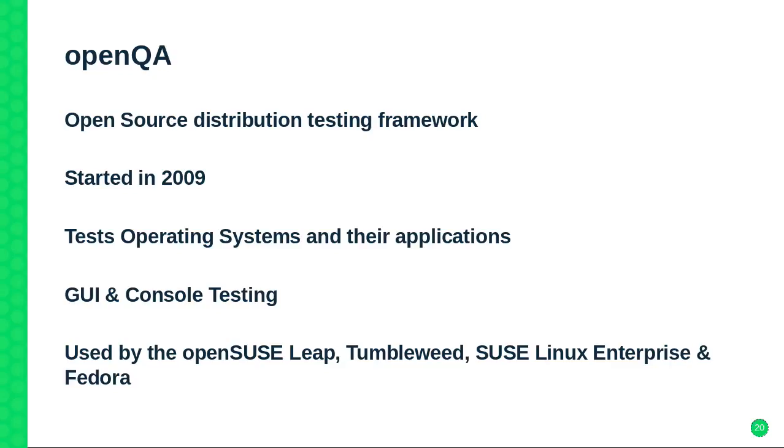So openQA started in 2009, originally in the openSUSE project as an open source distribution testing framework. It's now much more of an operating system testing framework or a universal system testing framework. And it tests the operating systems and their applications. And there's no distinguishing what it's testing from the openQA perspective. So it can test graphical stuff, it can test console stuff, and the main users of it at the moment are openSUSE, using it for both testing Leap and Tumbleweed, SLE for testing the SLE family of products, and Fedora for testing Fedora. So yes, even Red Hat are using this, which is really fun to be able to say.